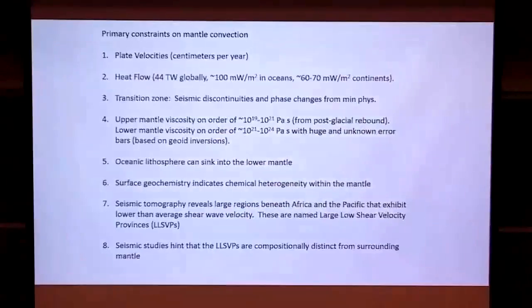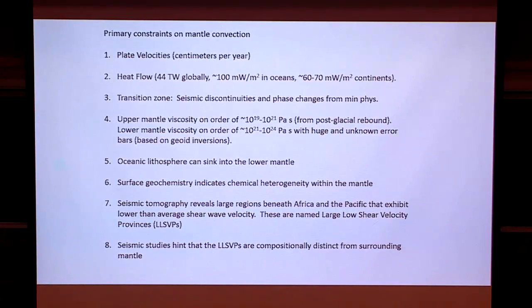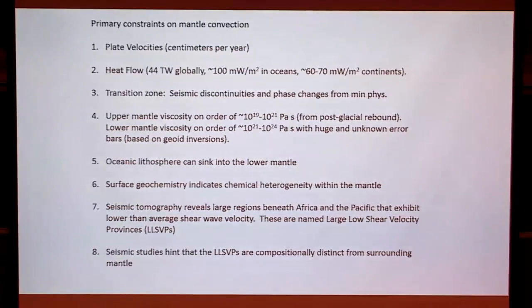So this is a very light talk. I don't want to be serious at all, and the first thing I want to do is just talk about the primary constraints we have on mantle convection. And what I mean really is what kind of constraints do we have on understanding the large-scale structure of mantle convection. Of course, in reality, we have tons, hundreds of constraints. So these are very loose. The first one is plate velocities.